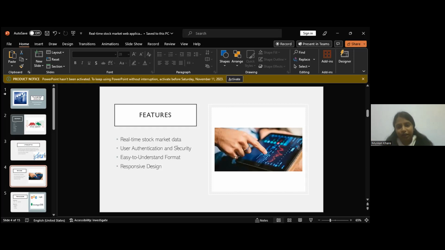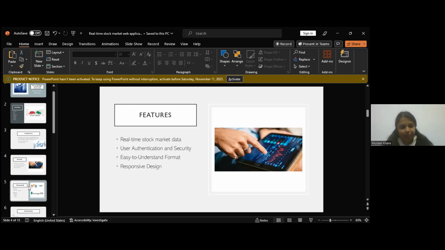Second, user authentication and security. Especially beginners are really worried about the security of their data, their money, and their confidential details, so this provides full security and authenticates the user. Third, easy to understand format. This web application is built in a very easy form. Users can understand the data, the charts, and the graphs very easily. Then responsive design. This application is responsive to the user, and they can track their activities there.